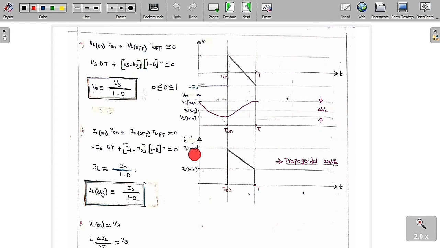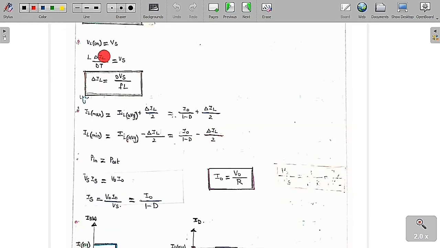I1 is the current in the diode. Whenever the switch is on, the diode current is equal to 0, so I1 is equal to 0. But whenever the switch is off, the source current is equal to the inductor current, which is equal to I1. So the inductor current in this range is like this, from IL maximum to IL minimum. Whatever the current in the inductor in this period, it will be the same in the freewheeling diode also. So we can say that the diode current is like a trapezoidal waveform, whereas the inductor current is a triangular waveform.